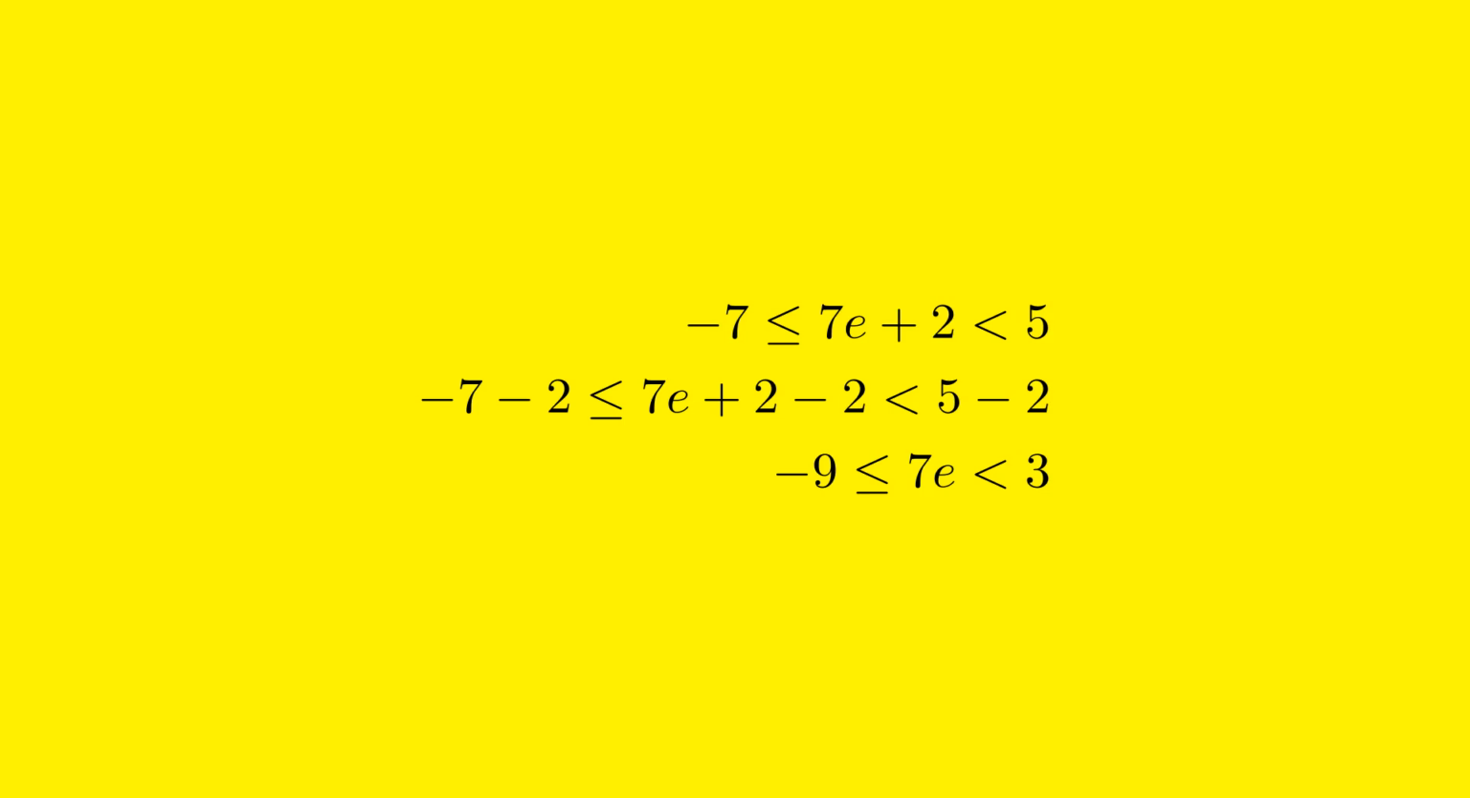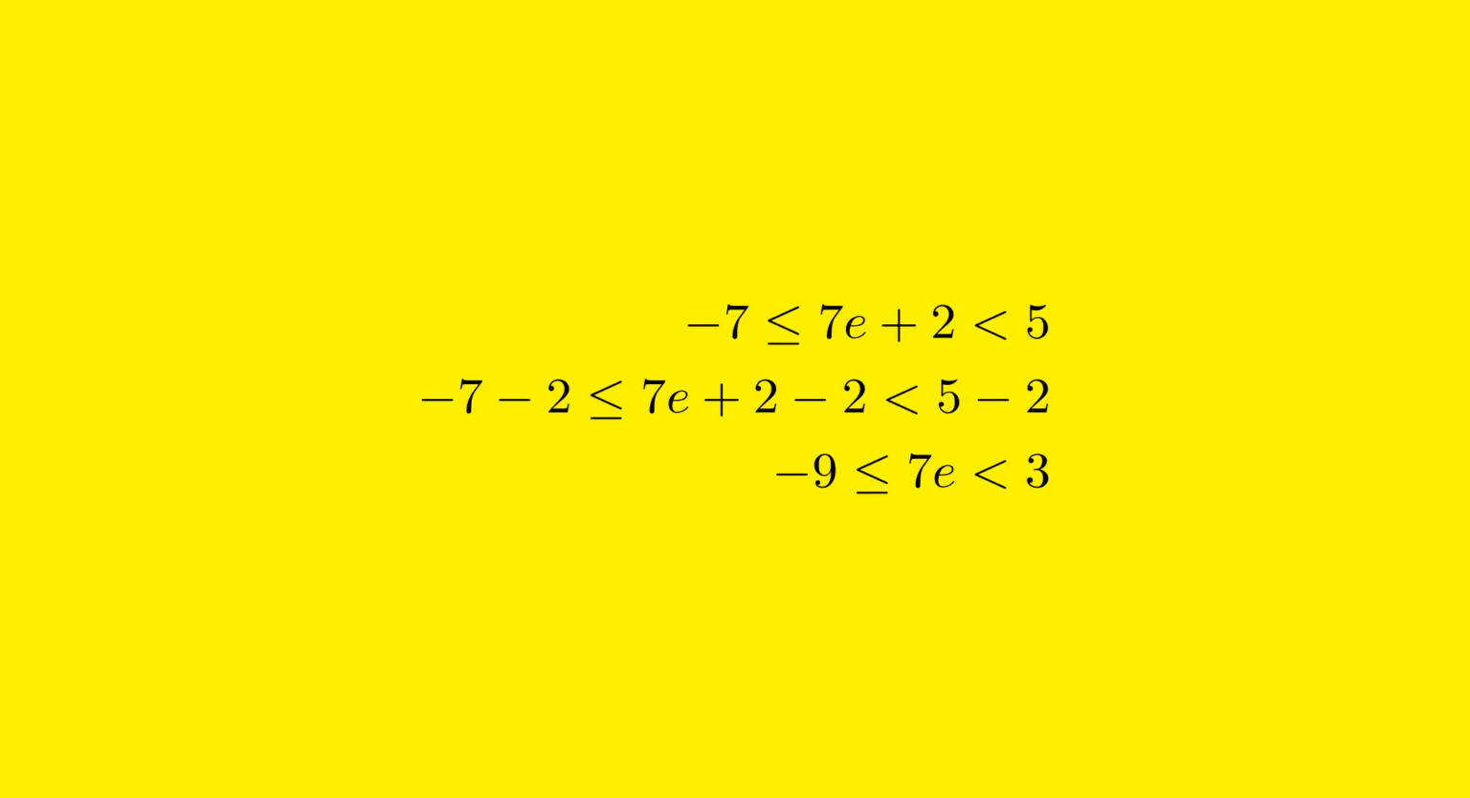And lastly, we subtract 2 from the right side of the inequality, which is 5. So 5 - 2 equals 3. After performing these subtraction operations, our inequality becomes -9 ≤ 7e < 3. And that completes the first step.